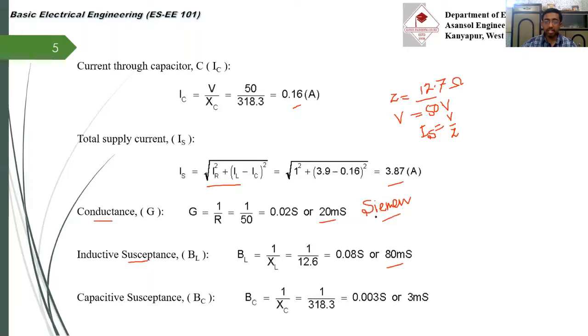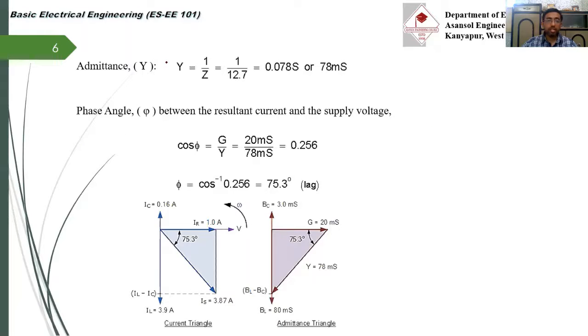That is not second, that is Siemens. Okay. Next is capacitive susceptance, that is B suffix C, and that value is 3 millisiemens. Now, admittance value is Y equals 1 by Z. Z value you already had calculated earlier. So, just by doing inverse, 78 millisiemens.